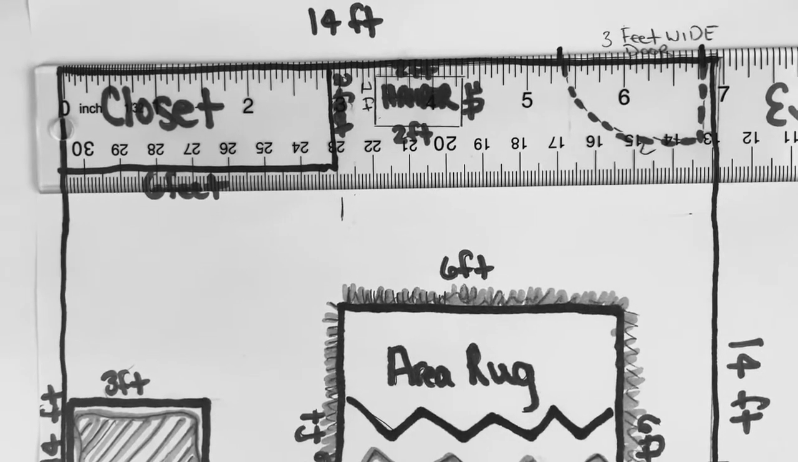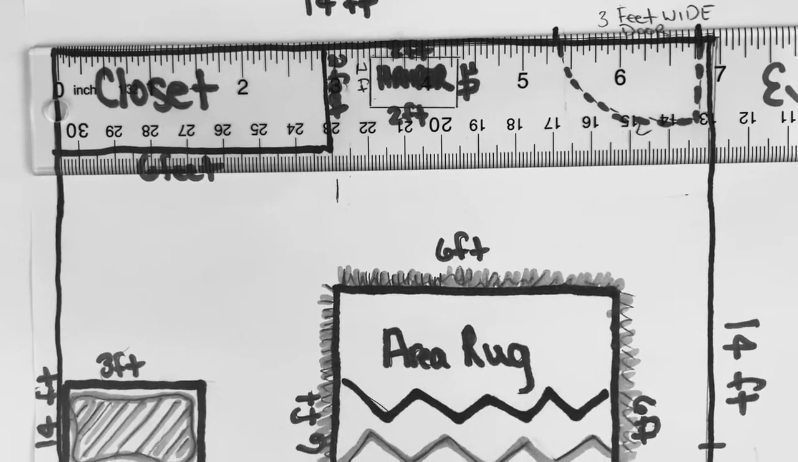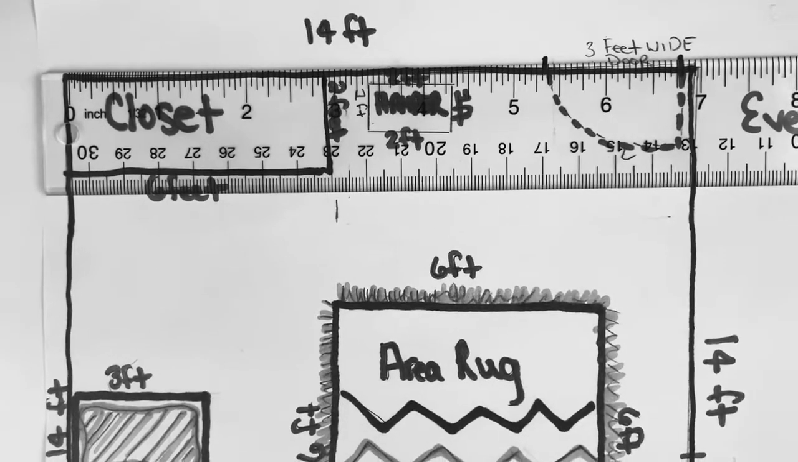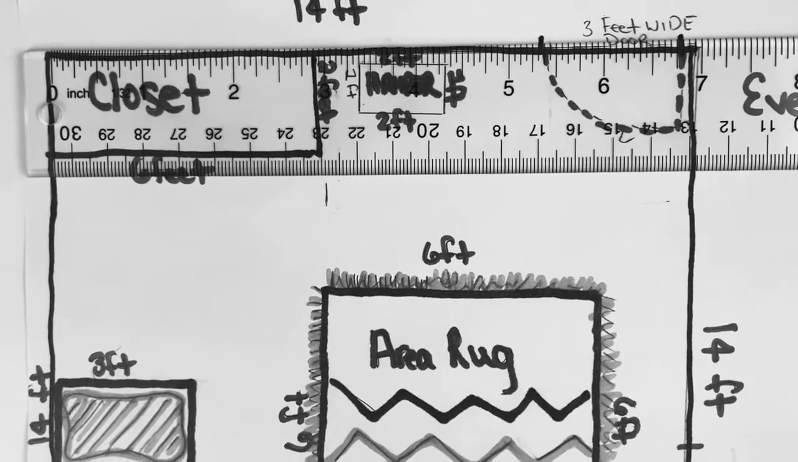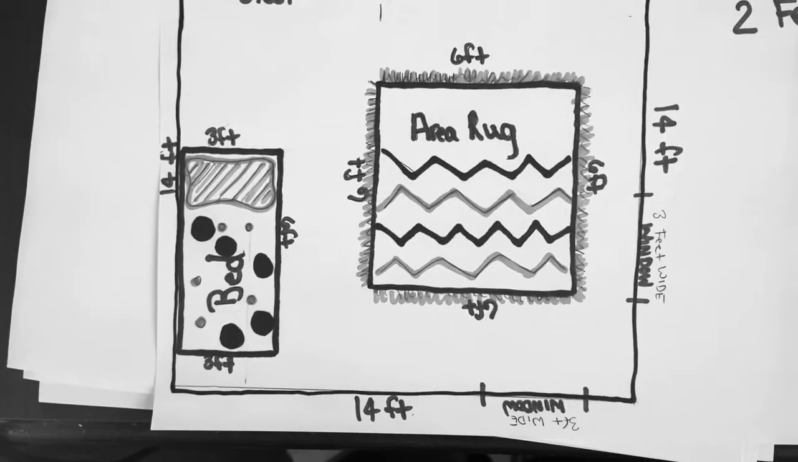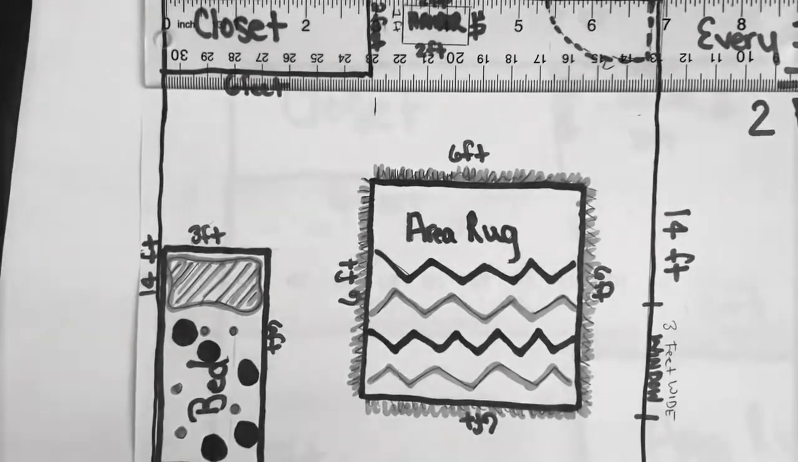So across the top with my ruler, I made it 7 inches wide in reality. But in my bedroom design, it's going to be 14 feet. I did the same thing down the sides and the same thing across the bottom. Again, making everything one equal square.